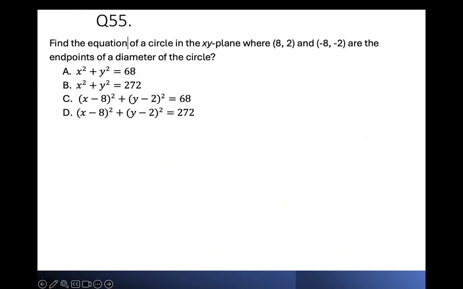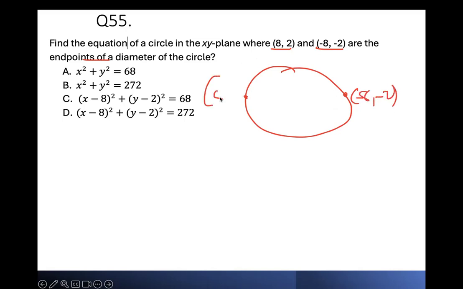And this is a concept on circles that should be at the tip of your finger, so that when you see it, you don't lose points. They say find the equation of a circle where these points are at the endpoints of the diameter. So you draw it. You say, oh, this is here, this is here. I have minus 8, minus 2. I have 8 and 2. Okay.